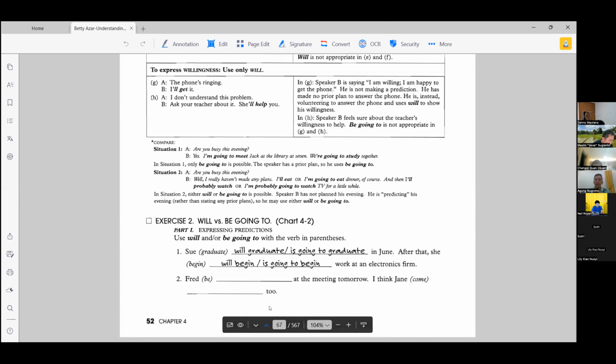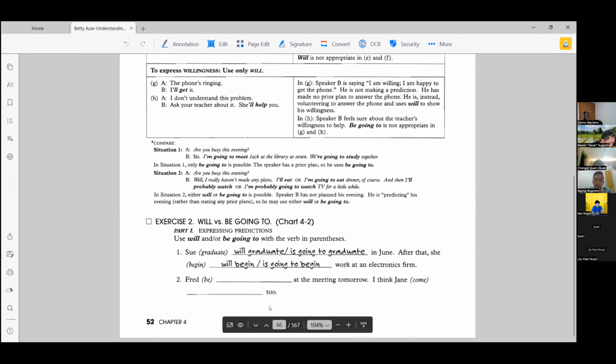Right, okay. So number 1 has been done for all of you. So Sue will graduate or is going to graduate in June. After that, she will begin or she is going to begin working at an electronics firm. Okay, so actually you can use will or be going to because both of them are very similar.